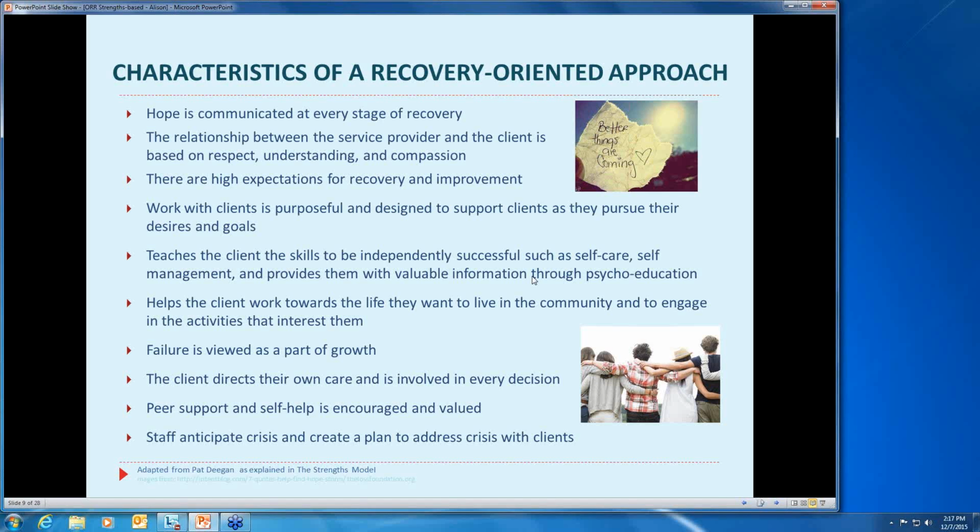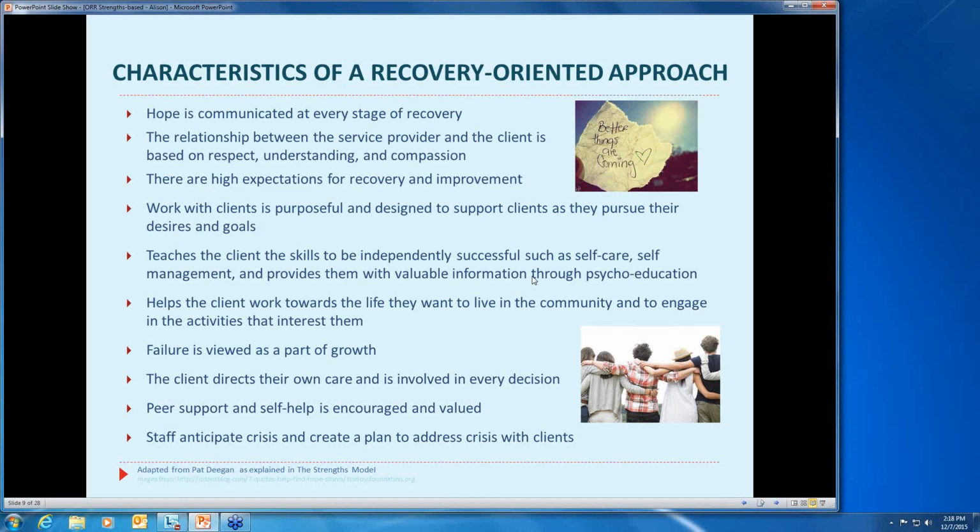Another one I really like is peer support and self-help is encouraged and valued. So it's not that they have to only come to us with their problems or to come to us when they need help. They're encouraged to try and figure things out for themselves when possible, but also utilize peer support that they already have. So using one of those strengths that already exists to get further along.